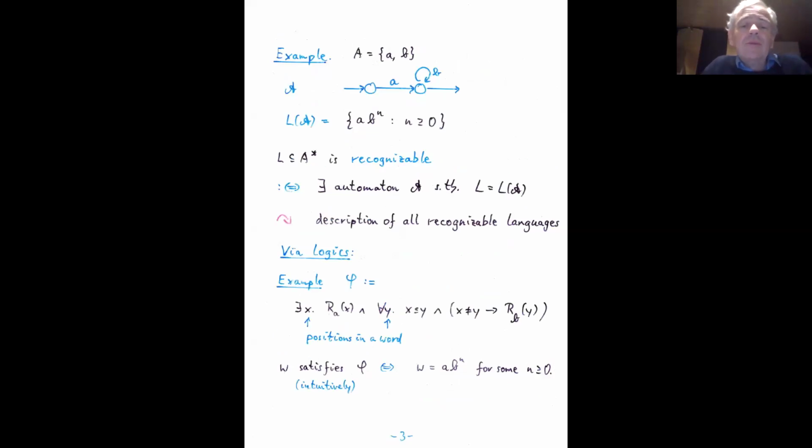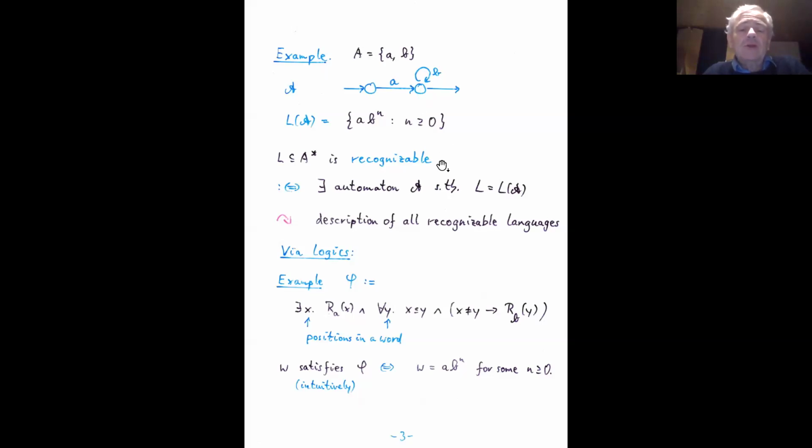So an easy example: let A have just two letters, and suppose here we have an initial state and we have a final state. With a, we can go from the initial state to the final state. So in order to accept a word, it must start with a. And here actually we can loop the b's, and then the accepted language is the set of all a b to the n, n greater than or equal to 0.